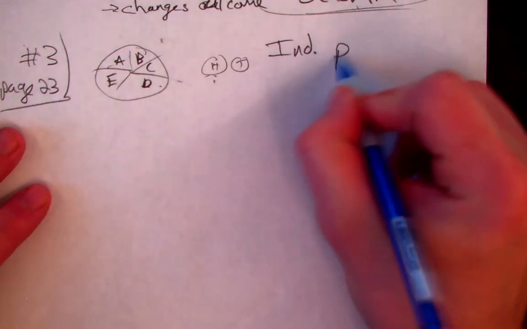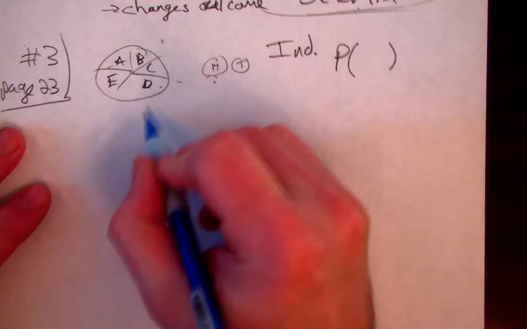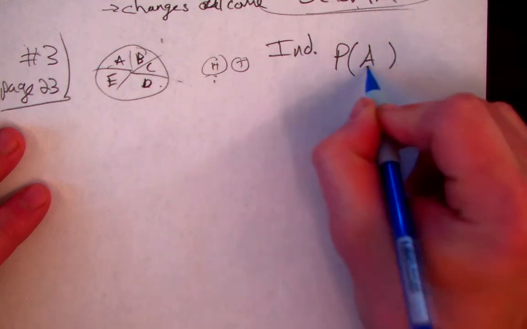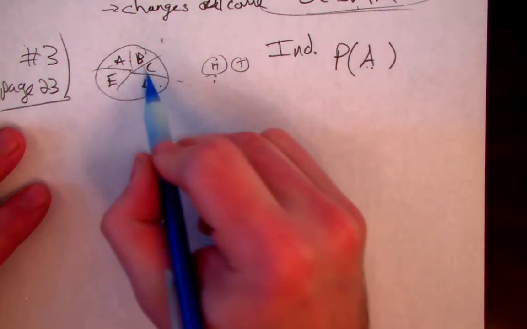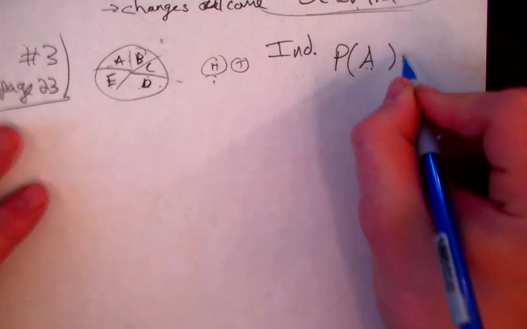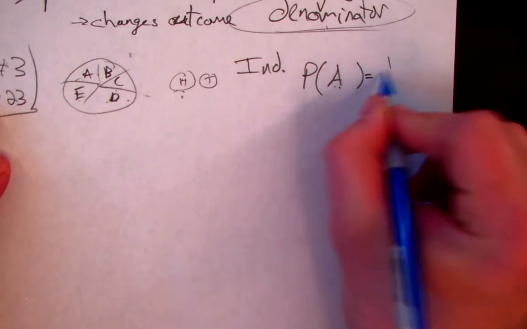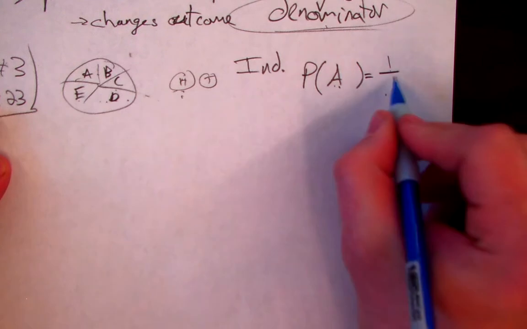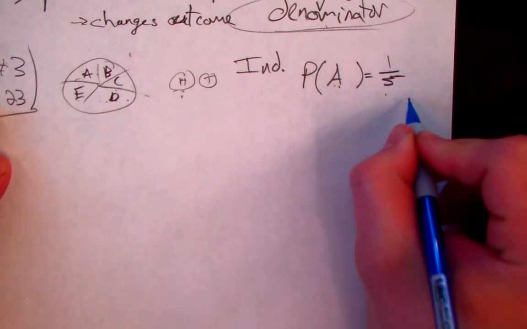You would say the probability of what event are we looking for? Well, we are looking for how many A's are there on this spinner. Well, there's only 1, and so you'd say there's 1 out of how many total we have. Well, there are 5 total spaces, so that's our denominator.